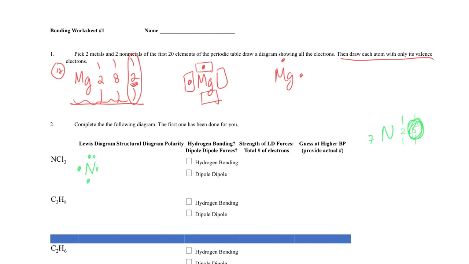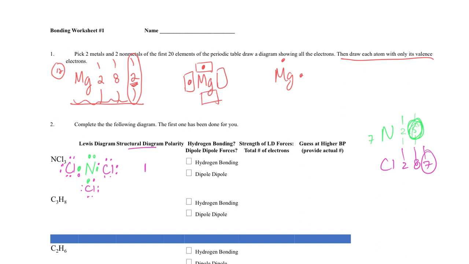And then chlorine, it's number 17, so 2, 8, and then 7. So it's going to have 7 on the outside. So here's chlorine with 1, 2, 3, 4, 5, 6, 7. Another chlorine right here, and the last chlorine right there. Notice I don't have any loose electrons kicking around. And so that's a Lewis diagram of nitrogen trichloride.